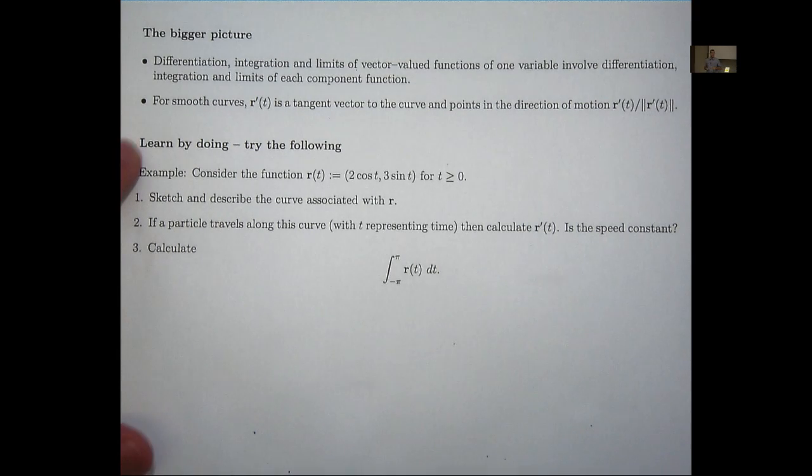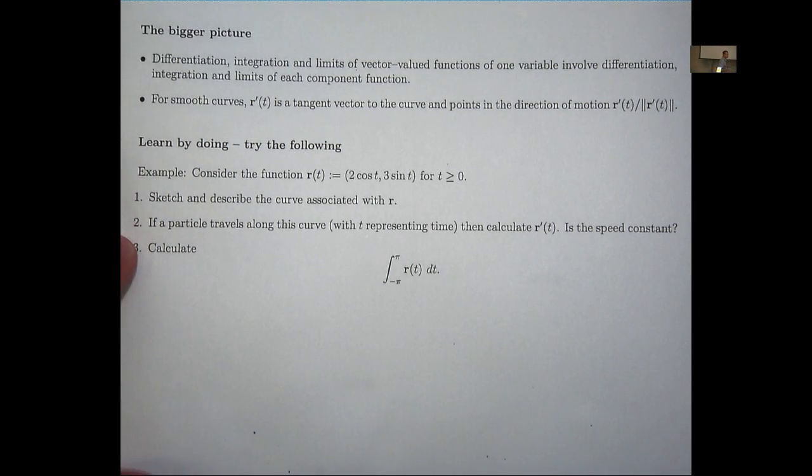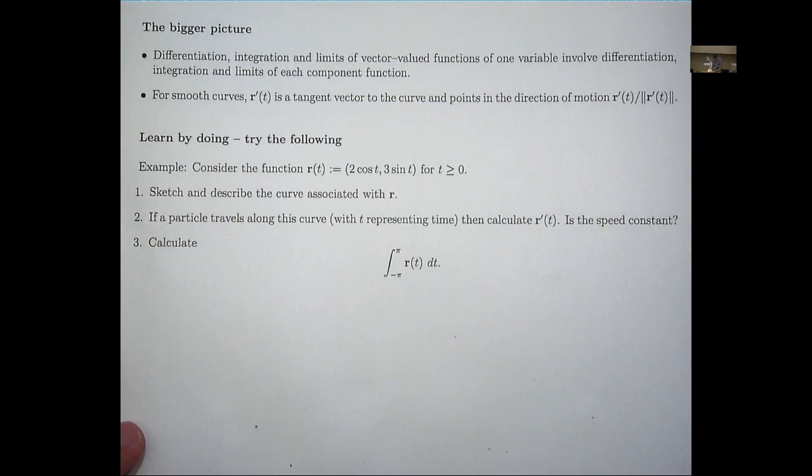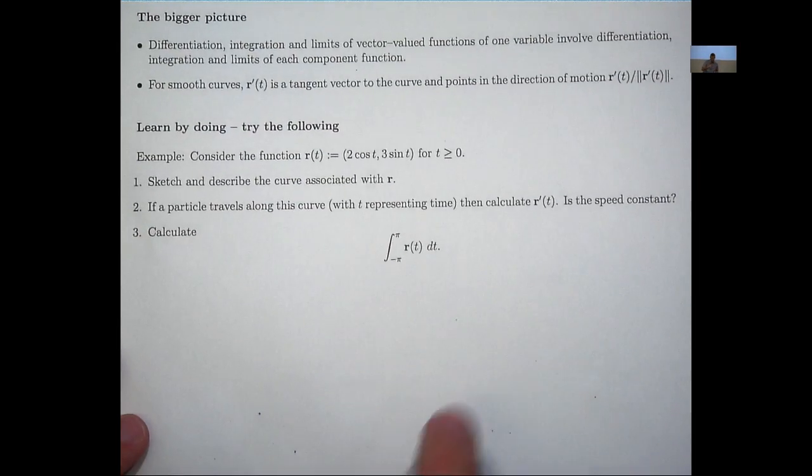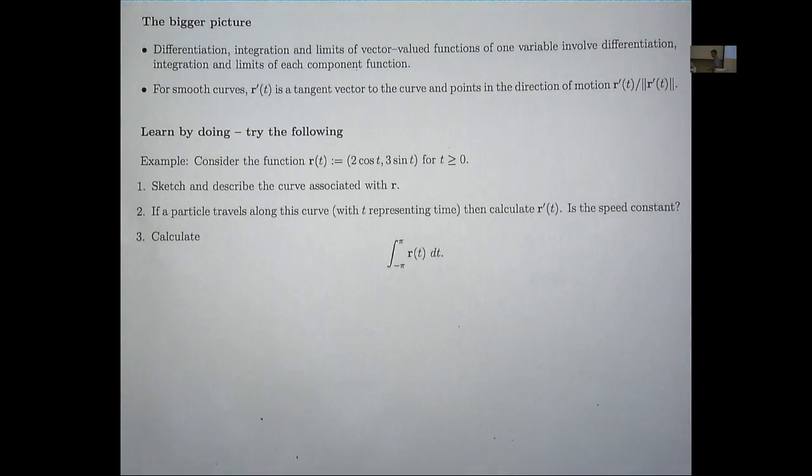Now, I've given you some examples here for you to try. Okay, so they're very similar, slightly different curve, and the answers are just down here. So have a go at this one, because the way you get good at mathematics is by doing mathematics, and see if you can solve these questions.